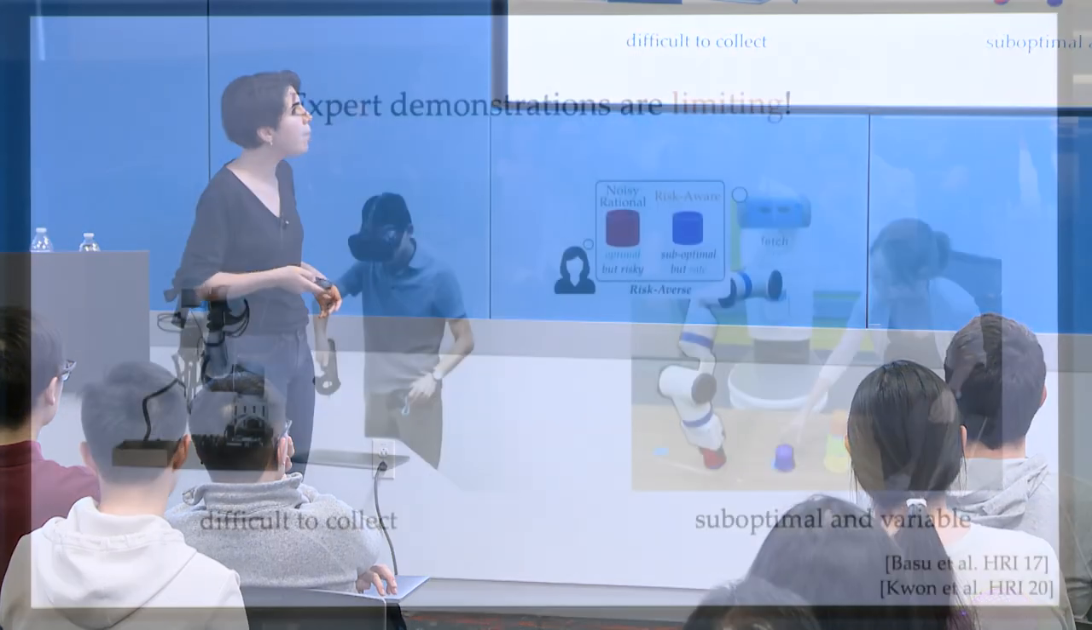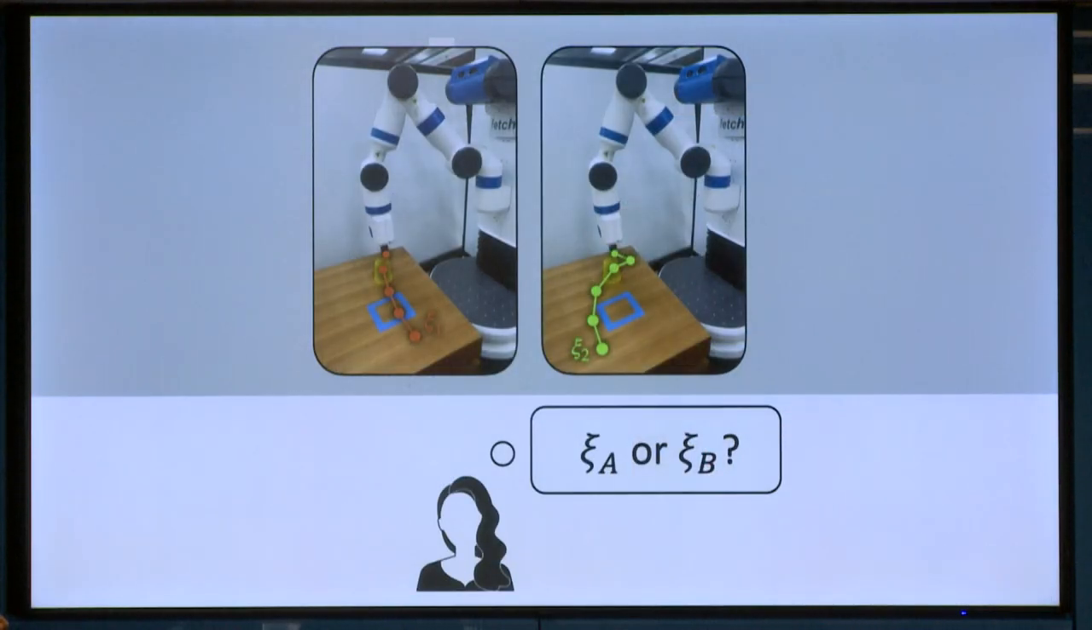So let me just give an example. What I mean by that is, let's say I show two different trajectories, one and two, or A and B. And then I'm going to ask a person, well, which one do you prefer? Do you like trajectory one or trajectory two?